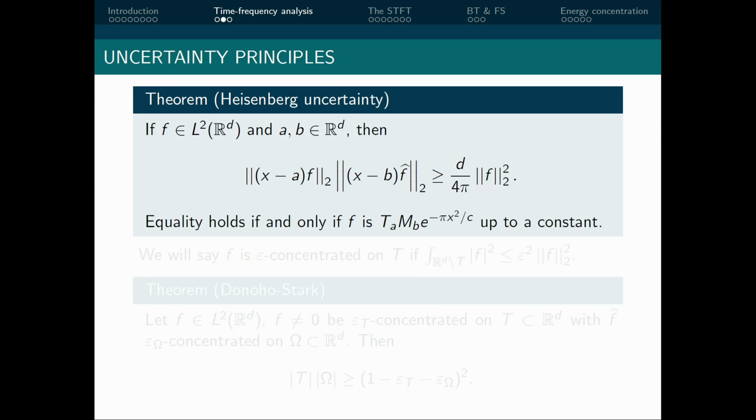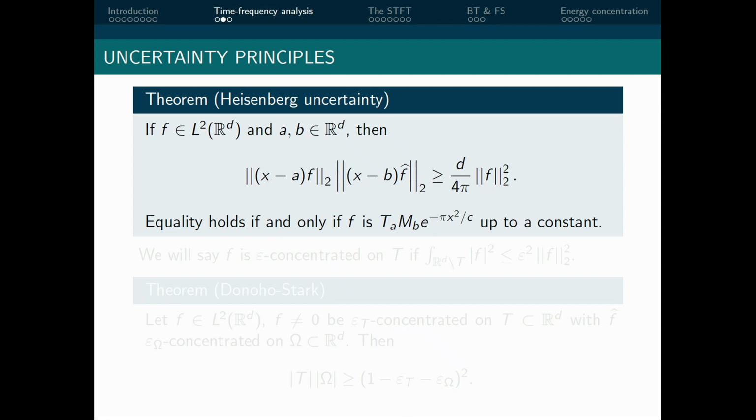Uncertainty principles tell you that you cannot localize in time and in frequency at the same time. If you know what your function looks like really well in time, and you want to compute the Fourier transform over a small interval, frequencies will go wild. So this is the first uncertainty principle, the Heisenberg uncertainty principle.